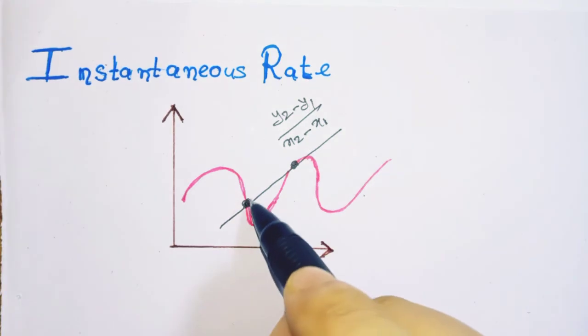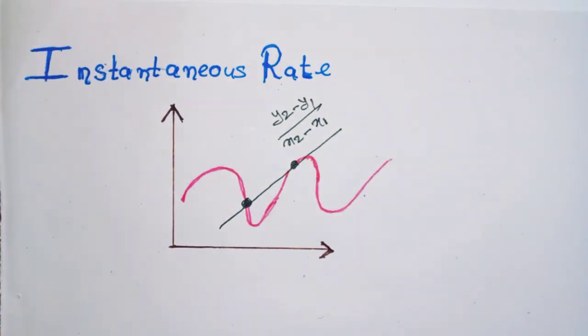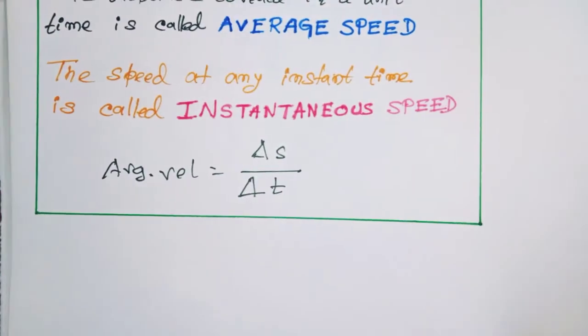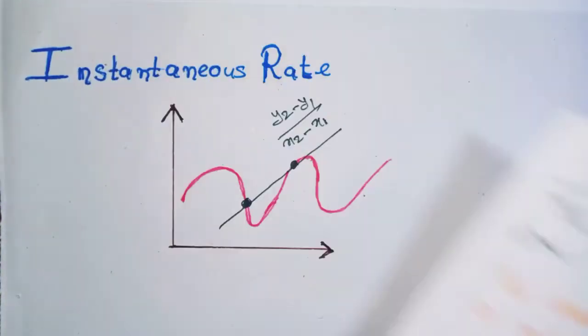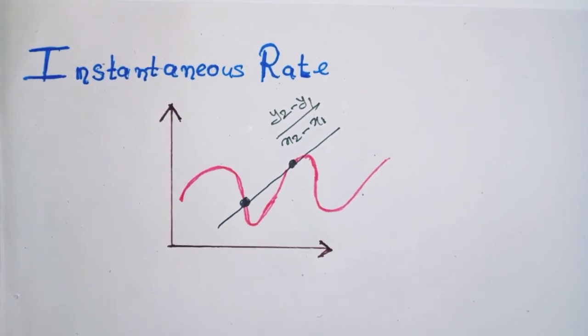Now say we have just one point. That is what I told you. If you remember, what is the definition of instantaneous rate of change? The speed at any instant of time is called the instantaneous speed, that is, at one specific point of time. This part is known when we get these two points. What if we don't know these two points?